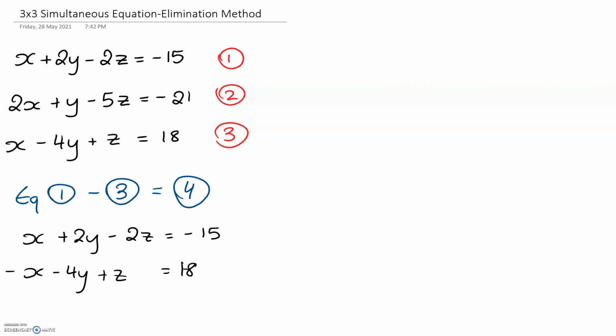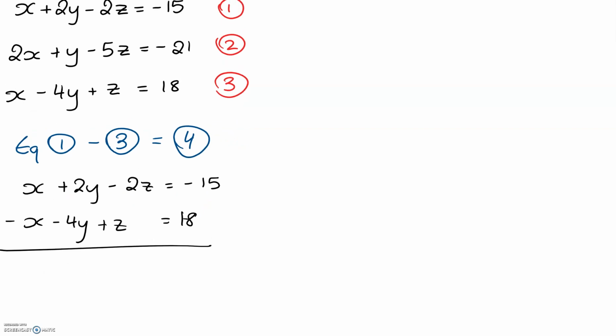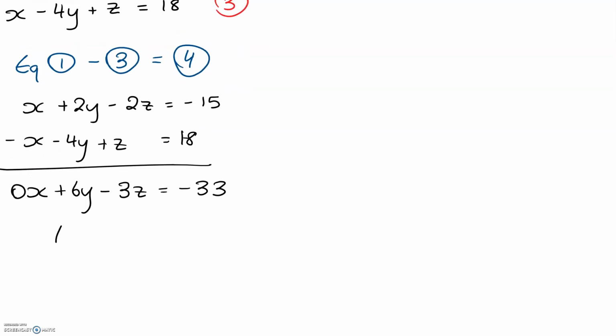So if we subtract now, we've got x minus x, which equals 0x. Then we've got 2y minus negative 4y, so the negative becomes positive, and that becomes plus 6y. Then we've got negative 2z minus z, which becomes negative 3z, and then negative 15 minus 18, which becomes negative 33. So equation 4 is 6y minus 3z equals negative 33.